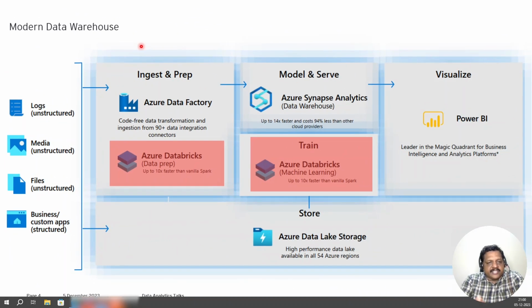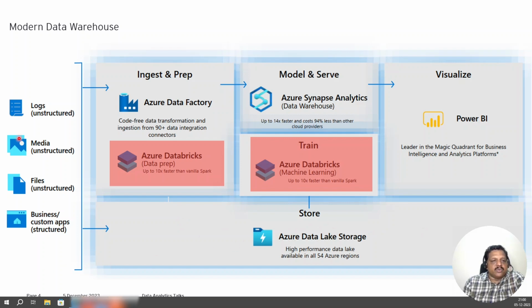One of the topics that we have covered in this series was modern data warehouse. In that session, I explained how a modern data warehouse is constituted. What are the major components in a modern data warehouse?